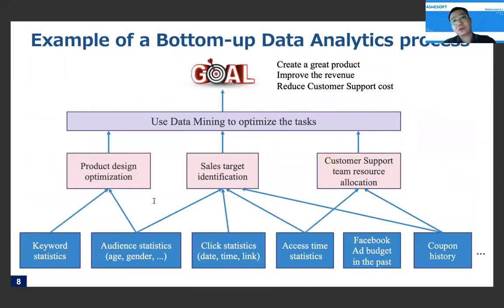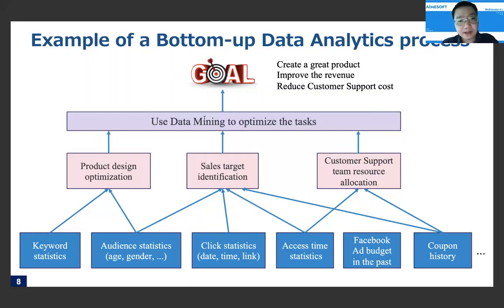So here's a bottom-up data analytics process. You have keyword statistics, audience statistics, age, gender, click statistics, set time statistics, Facebook ads boxes in the past, and coupon history. So now you can link this data with these tasks. For example, product design optimization, sales target identification, or customer support team resource allocation.